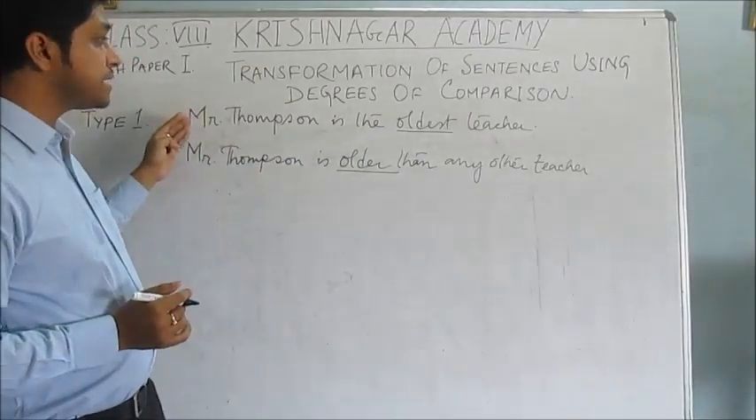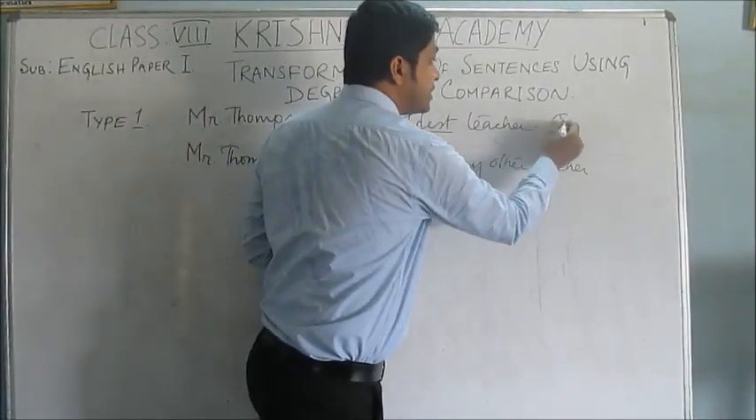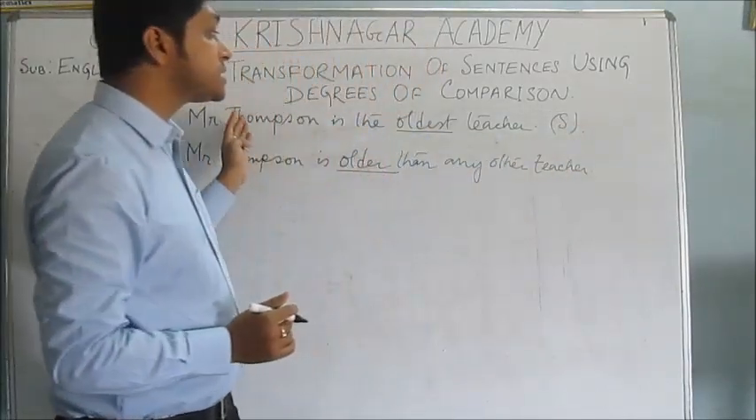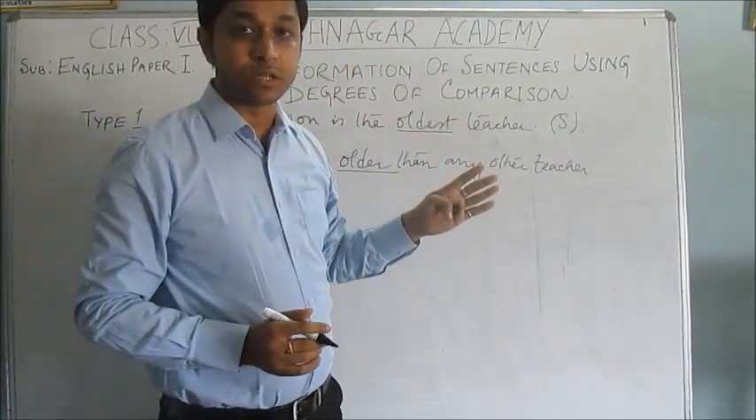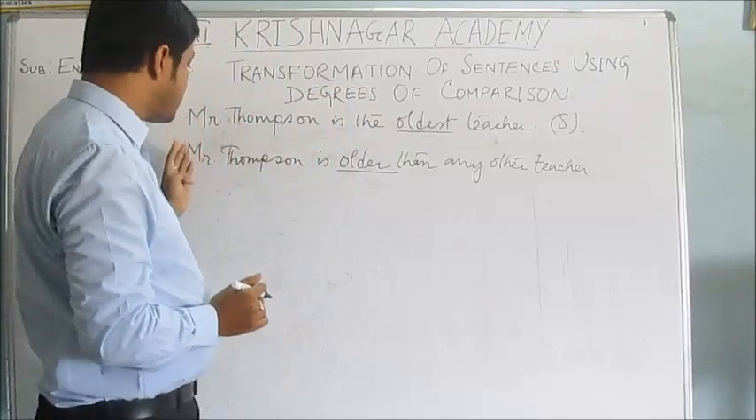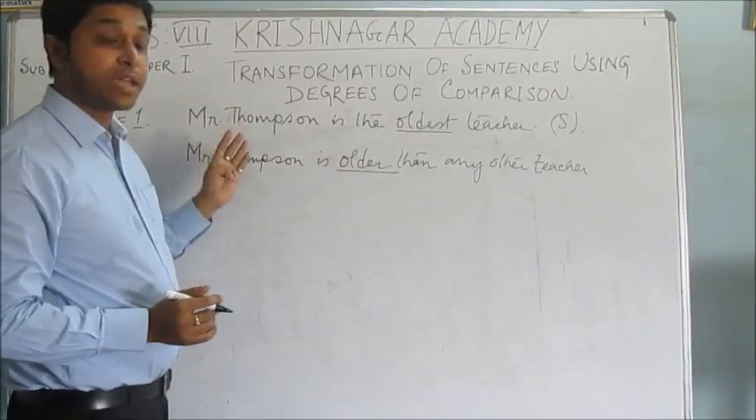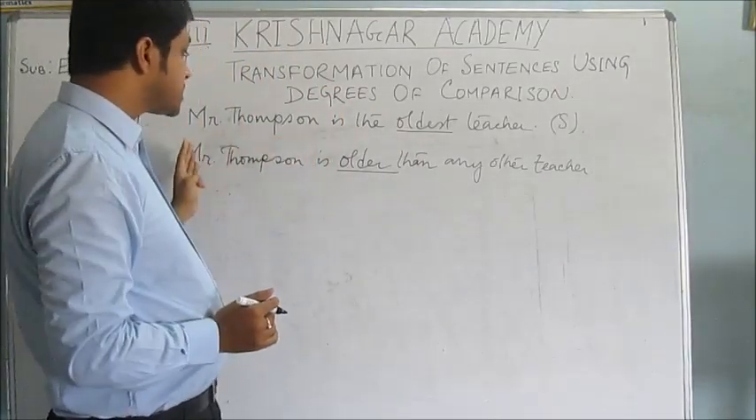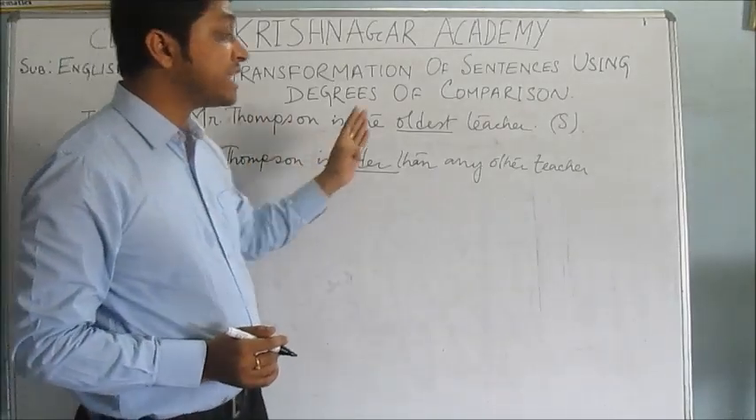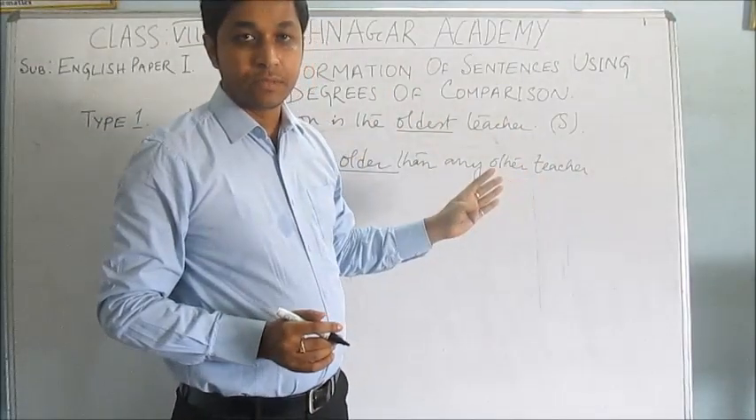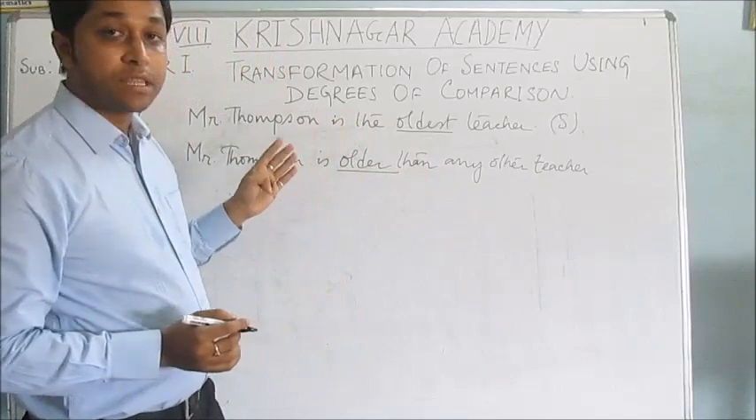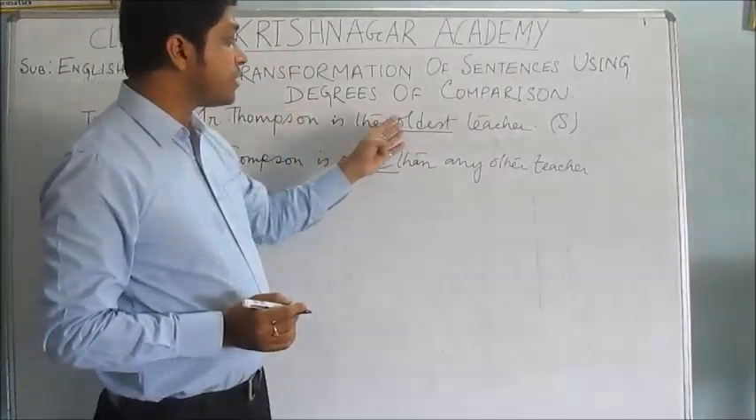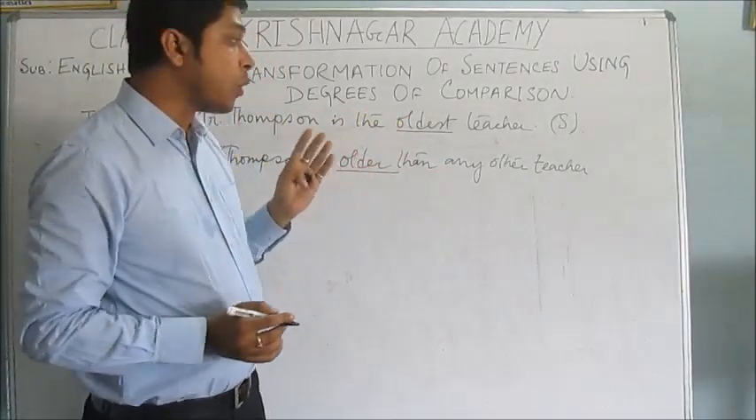Why? Because in the first sentence, which was in the superlative degree, the sense was that Mr. Thompson is the oldest teacher. And in the comparative degree, the sense has remained unchanged because Mr. Thompson remains the older teacher than any other teacher. Now, we will do it in the positive degree. The positive form of the word oldest is old.